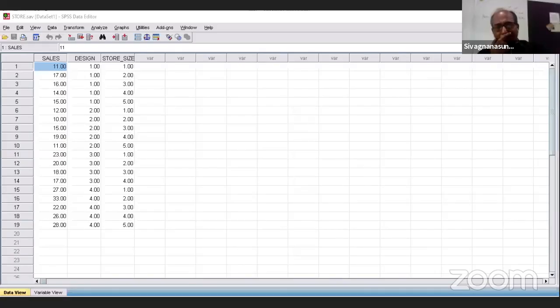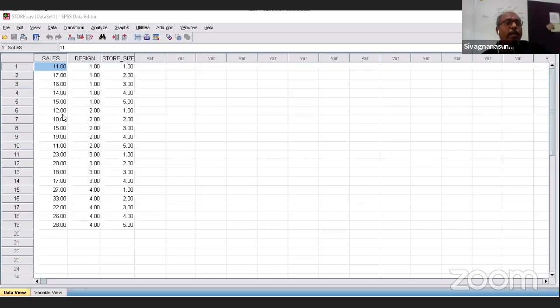Okay, here is the data. I'm sharing a data set called store.sav, under which what I have is design is one criteria, store size is another criteria. Sales is a rank data. Please understand this is not sales volume. If it is a sales volume, based upon the design, you have to compare the sales volume.